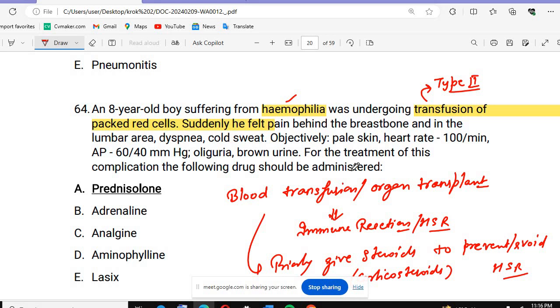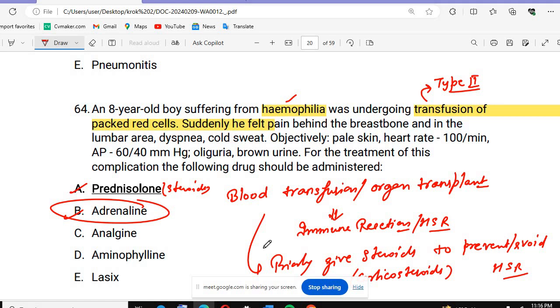So if a patient has hemophilia and a transfusion, and after the transfusion has the symptoms like lumbar pain, dyspnea, cold sweats, increasing heart rate, falling blood pressure and oliguria, for the treatment of this complication we administer corticosteroid drugs, here prednisolone. Then we have adrenaline. Remember, adrenaline we use in case of anaphylactic shock.